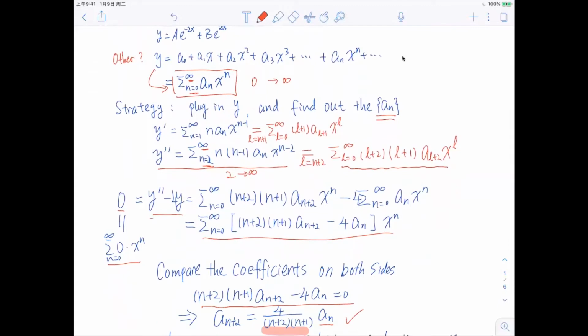0 equals second order derivative of y minus 4 times y. And if we combine them term by term, we will get a form that looks like this.